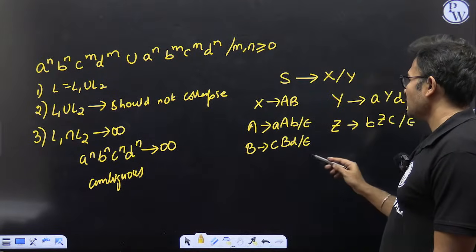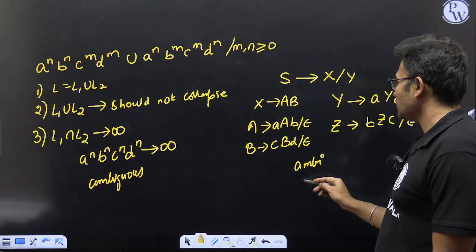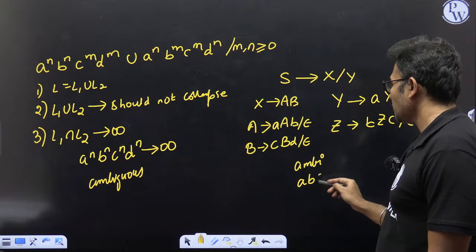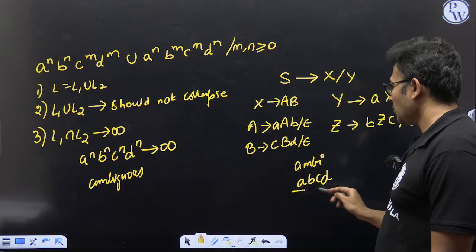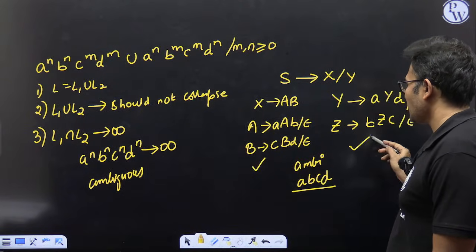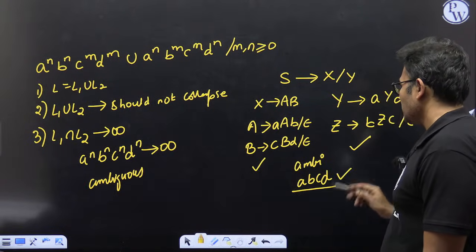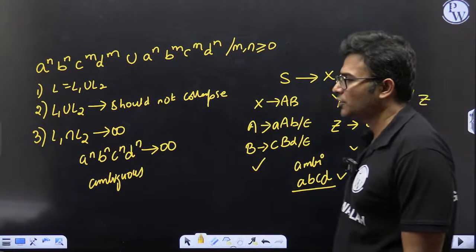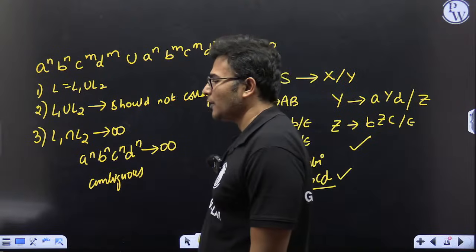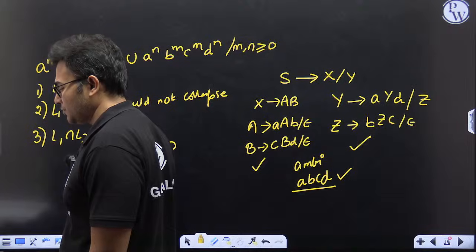This grammar is ambiguous, okay? For example, why is it ambiguous? If you want equal number of A's, B's, C's, D's, you can generate by X or you can generate by Y, which means you are getting two parse trees. And so this grammar is ambiguous and the language is ambiguous, right?